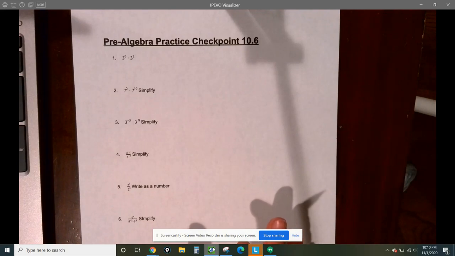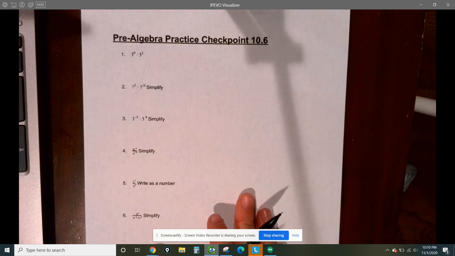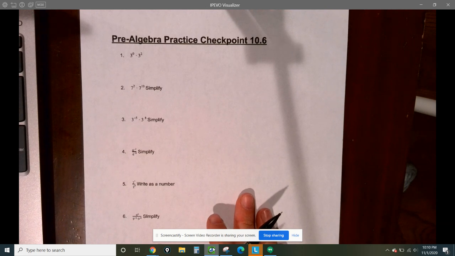Hi math students, this video is to help you with your checkpoint that's coming up, 10.6. Remember to print out this paper and fill it in with me as we go, or you can use your own paper and write down the answers, or you can do it electronically. But make sure you take these notes because this will be really helpful for you to use when you take your checkpoint right after this video.